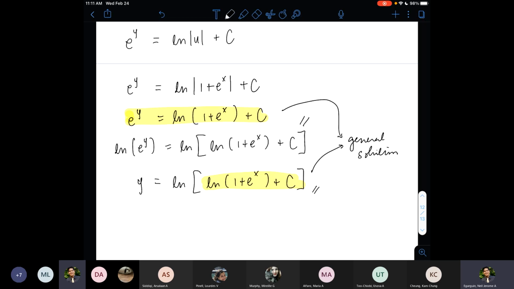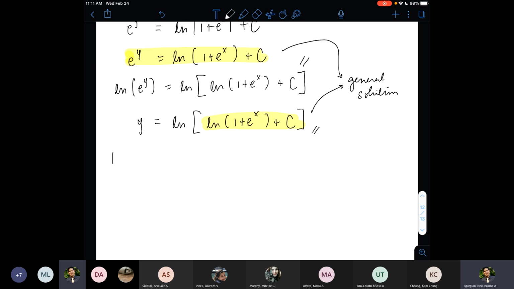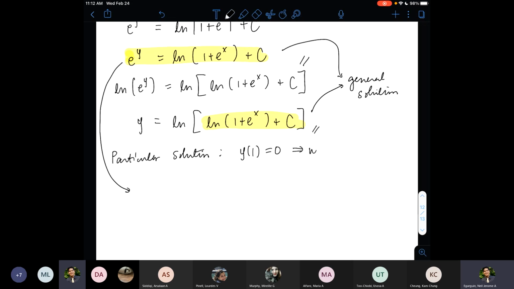But remember, we are asked to find a particular solution. So to find a particular solution, we recall the initial or boundary condition that y of 1 is equal to 0. Again, we interpret it that y will be equal to 0 when x is equal to 1. So we can plug that into either of our two forms. I'll use the first form, right? So when x is 1, then y is equal to 0. So I'll just plug in 1 for x and 0 for y.